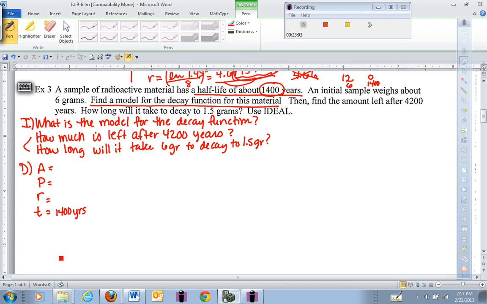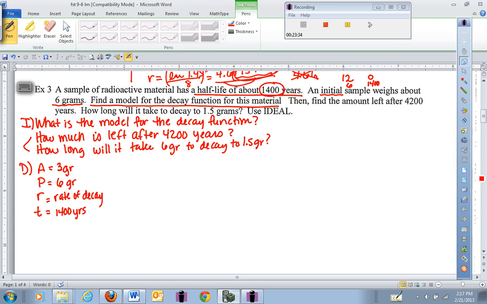And whatever amount you start with, you're going to have half of that remaining. So we had an initial sample. Initial means I'm beginning with that. Initially we had 6 grams. After 1,400 years, we would have 3 grams, wouldn't we? So then this would be the rate of decay. The rate of decay.